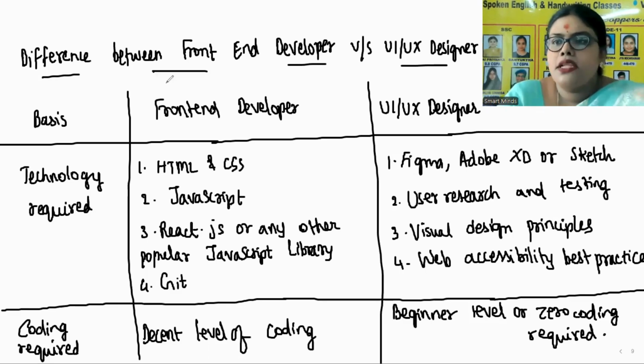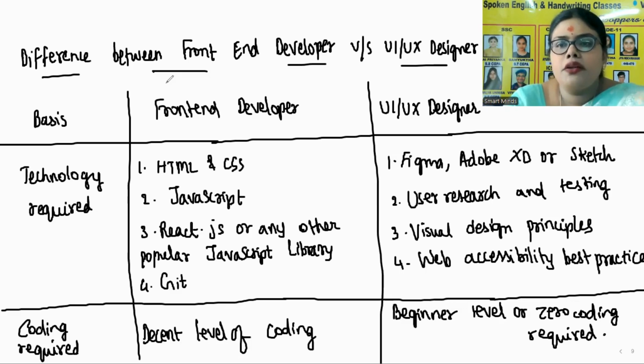So now let us see what is the difference between front-end developer versus UI or UX designer. On the basis of technology required, what technology is required for a front-end developer? Number one, HTML and CSS. Number two, JavaScript. Number three, React.js or any other popular JavaScript library. Then number four is GIT.